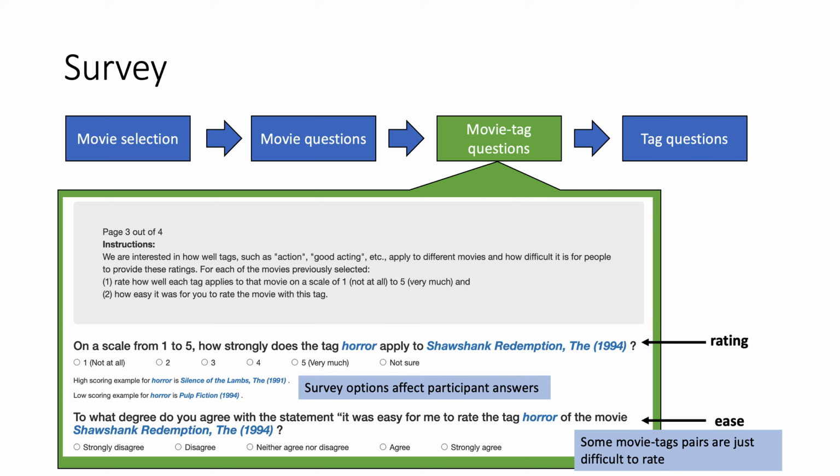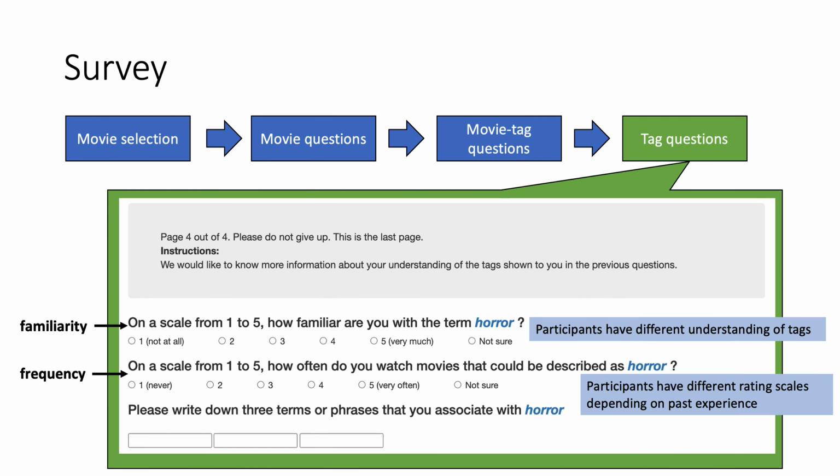We also asked annotators how easy it was for them to provide the rating, and I'm going to refer to this question as the ease of rating. We added this question because some movie tag pairs are just difficult to rate, according to our participants in the semi-structured interviews. And finally, we asked annotators how familiar they were with tags, because we found out that participants sometimes have different understanding of tags, and I'm going to refer to this question as familiarity.